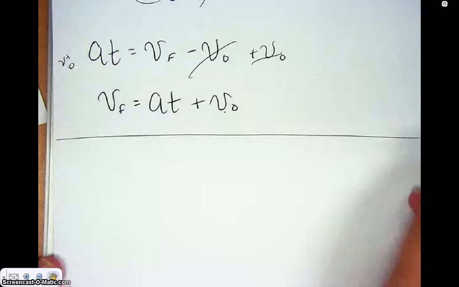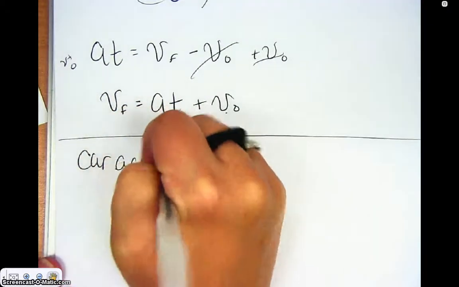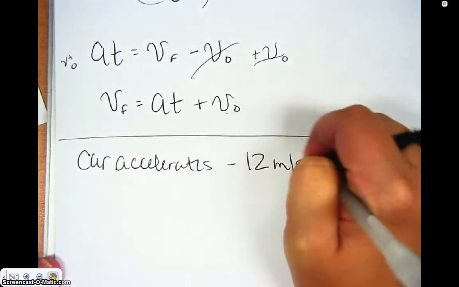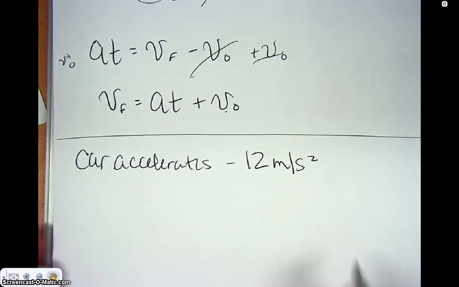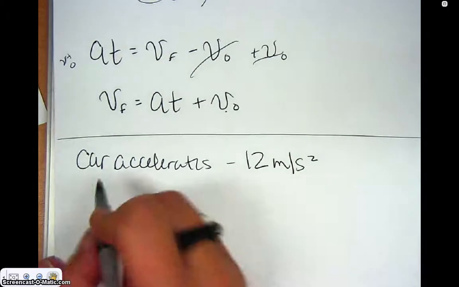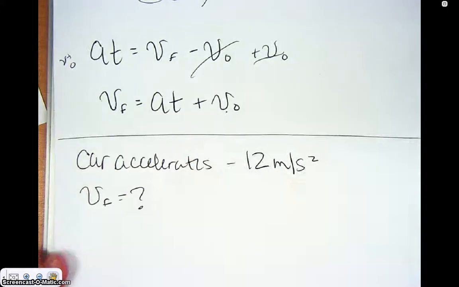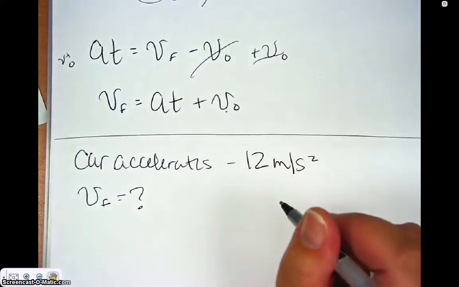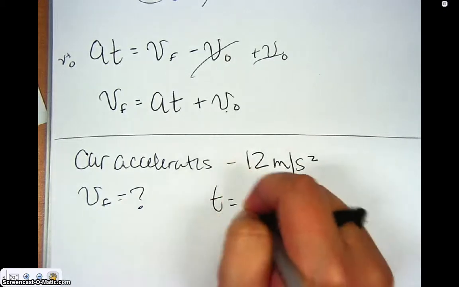Let's say that a car accelerates at a rate of, let's say, 12 meters per second squared. I'm just making this up. I have no idea if that's a realistic value. So we could ask ourselves, what is the final velocity? That would be my question. After maybe 3 seconds has elapsed. So after a time of 3 seconds.